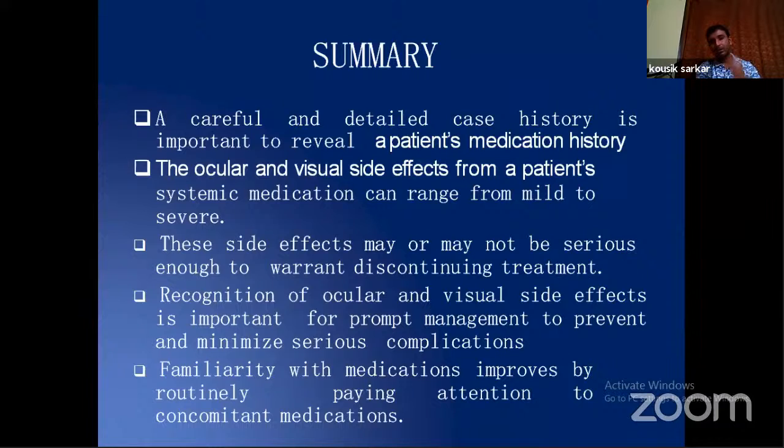To summarize, a careful and detailed case history is important to reveal a patient's medication history. The ocular and visual side effects from a patient's systemic medication can range from mild to severe. Side effects may or may not be serious enough to warrant discontinuing treatment. Recognition of ocular and visual side effects is important for prompt management to prevent and minimize serious complications. Familiarity with medications improves by routinely paying attention to concomitant medications.